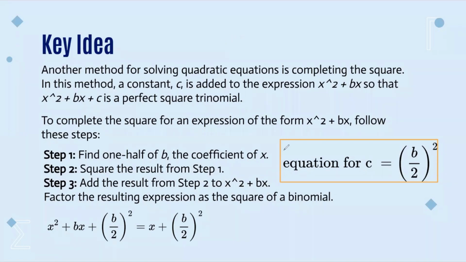All of these steps will make sense once we go into a practice problem, but I want to make sure that you note down this formula, b over 2 squared. This is what you're going to need to find your constant c in order to solve using completing the square. So let's go ahead and look at our very first example.